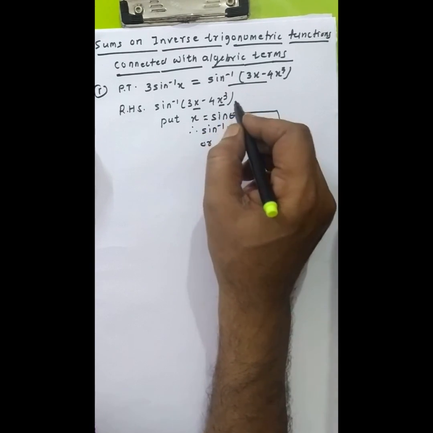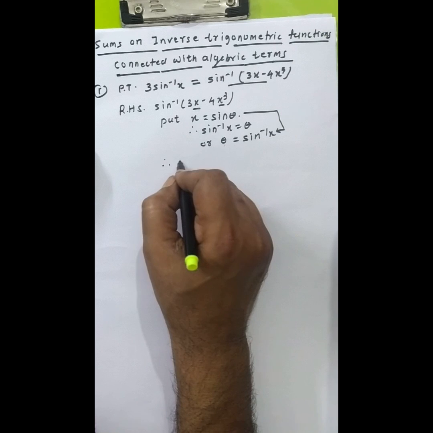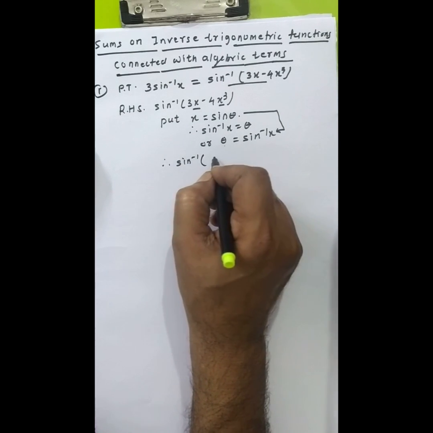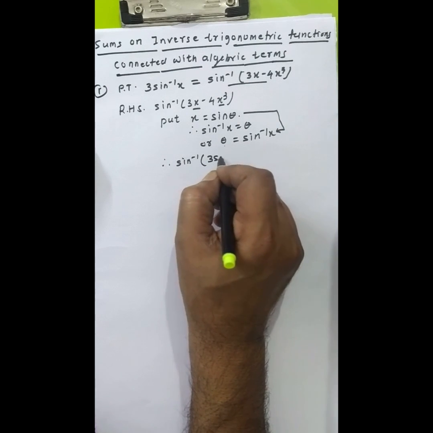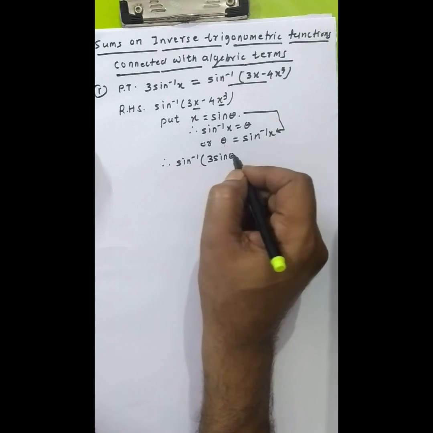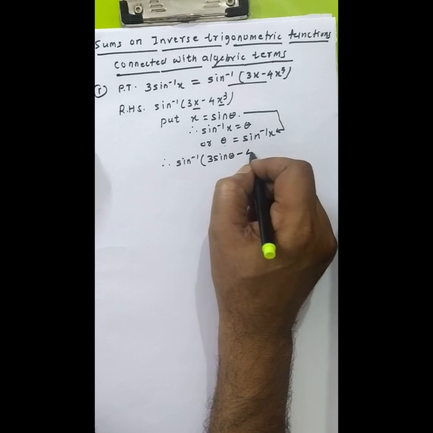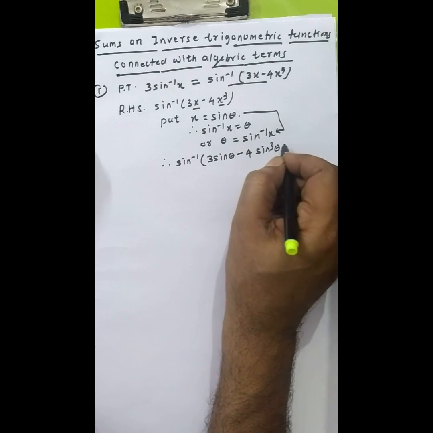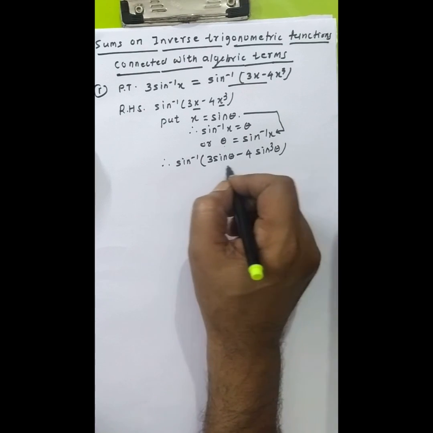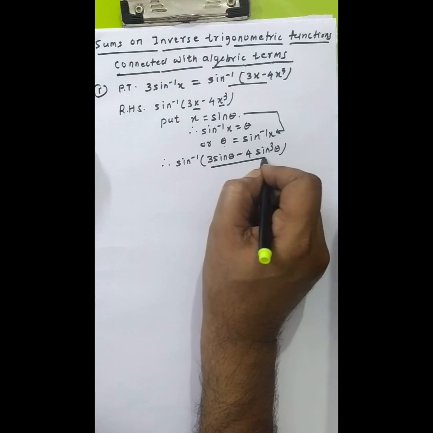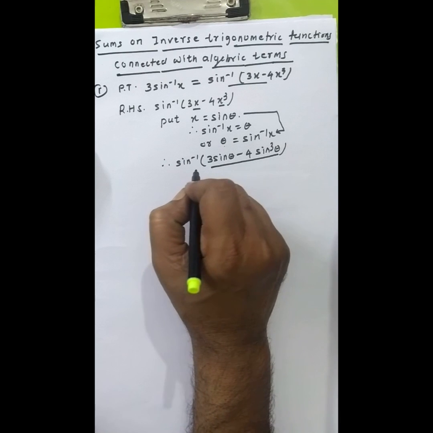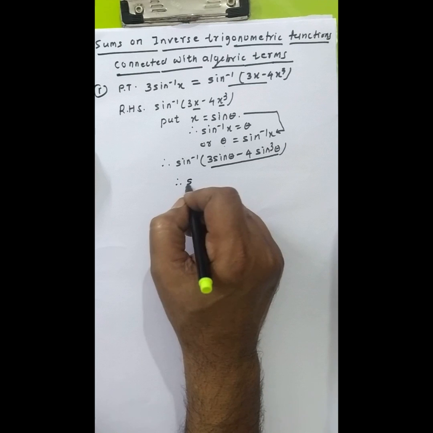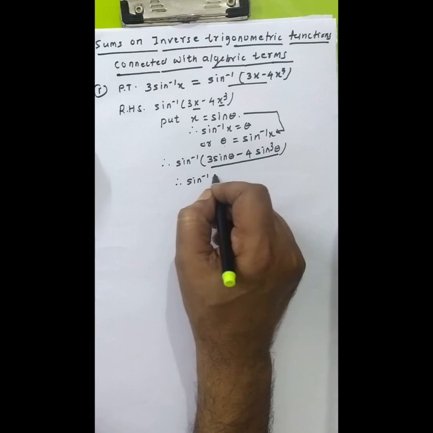So what happens to the given sum? Therefore we have sine inverse of 3x. 3x becomes 3 sine theta, wherever x is there you put sine theta, minus 4x cube. 4x cube is 4 sine cube theta, because x is sine theta, so x cube is sine cube theta. Now this 3 sine theta minus 4 sine cube theta is the expansion of sine 3 theta. So we can rewrite this as sine inverse of sine 3 theta.